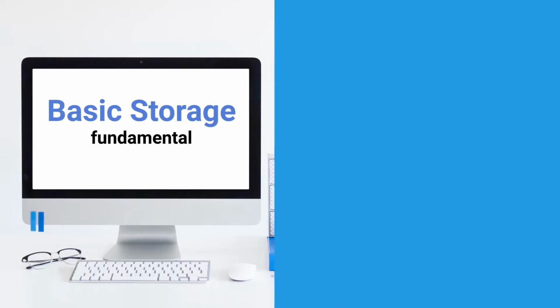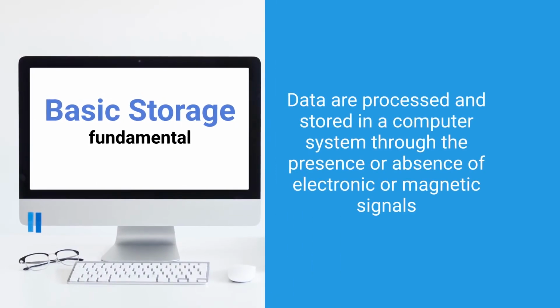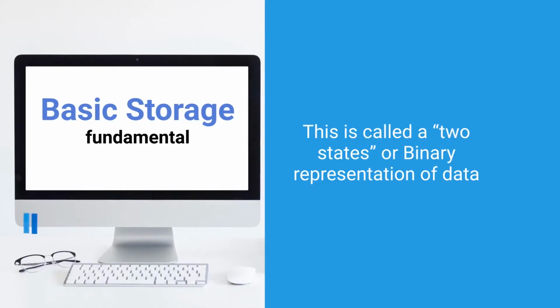As we discussed, the main memory is the one which keeps the data in terms of information or in terms of program. Now, whenever we talk about the processing of this data, it is stored in the computer system through the presence or absence of electronic or magnetic signals. Basically, these are like any switch we have for on and off. Similarly, these devices store this information in two states, that is the binary representation of data.